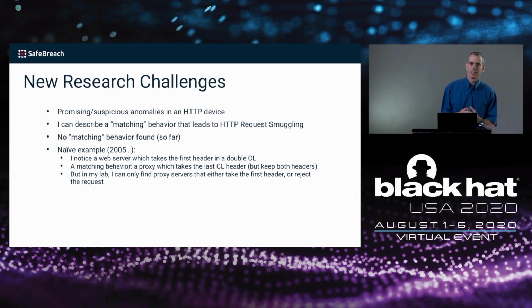Just to illustrate, let's say we go back to 2005, and I notice a web server which takes the first header in a double content length request. A matching behavior would then be a proxy server that takes the last content length in such a request, but keeps both headers. But let's say that in my lab back then, I could only find proxy servers that either take the first header or reject the request. Then in 2005, this would have been a very interesting and relevant example. Naturally, in 2020, this isn't the case, there are probably no web servers or proxy servers that behave so naively, but you get the idea.